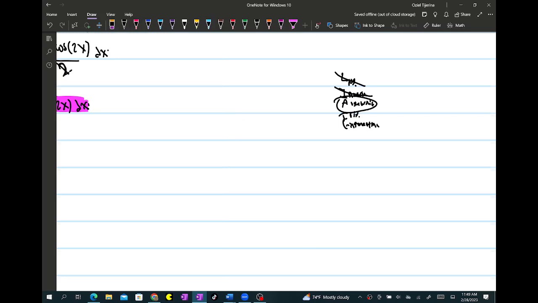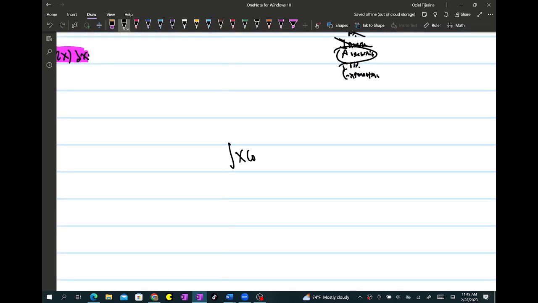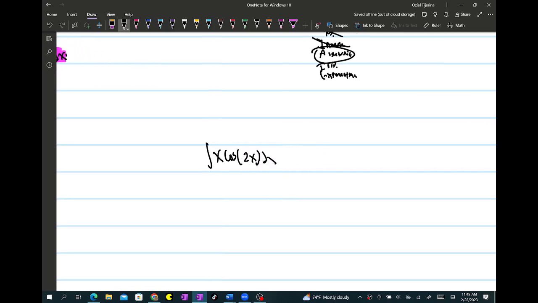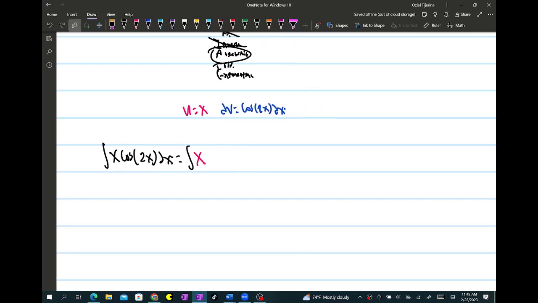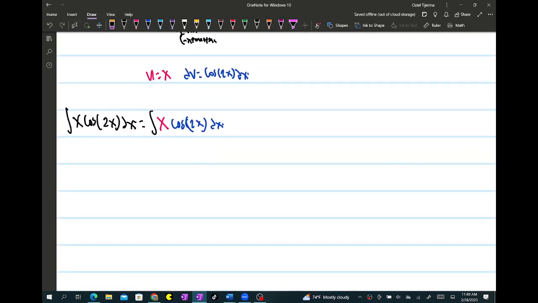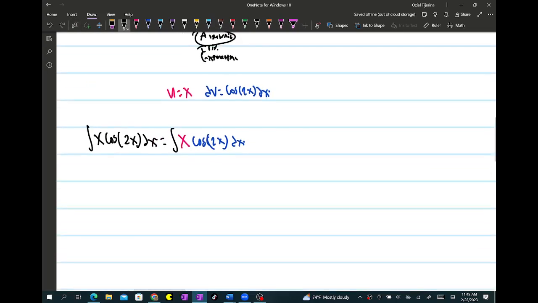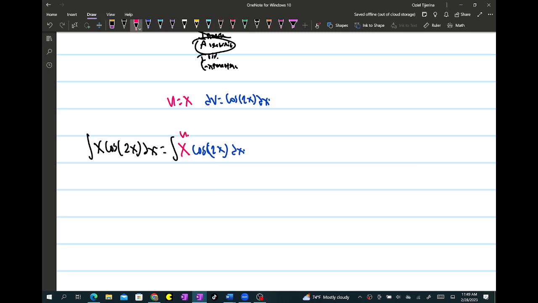And let me do it this way. If I do the integral of x cosine of 2x dx, again, we know that we have an algebraic expression first, so we know that u will be x, and then the other one, which is dv, will be cosine of 2x dx. Okay. So we know that it's going to look like that, right? And we're going to do the integration by parts formula again. So we know that this is u and this is dv.